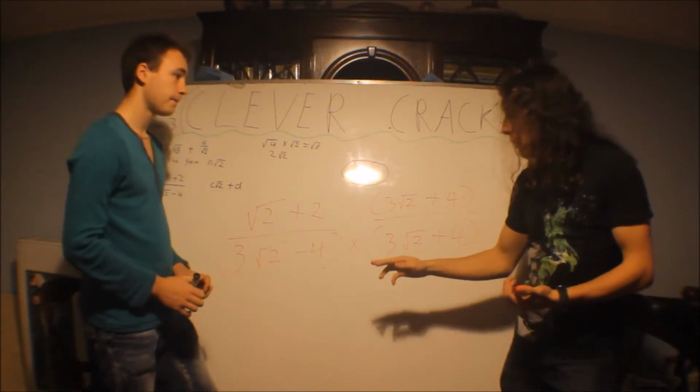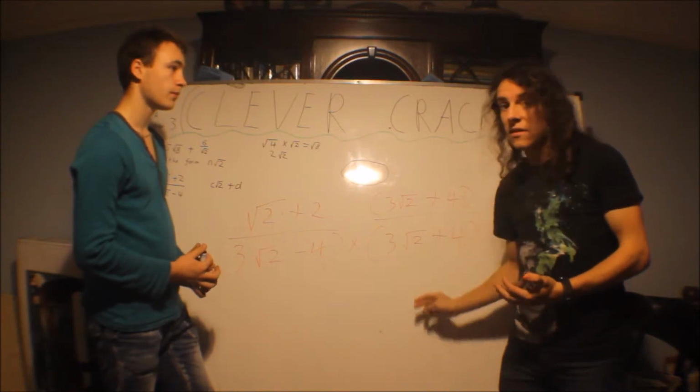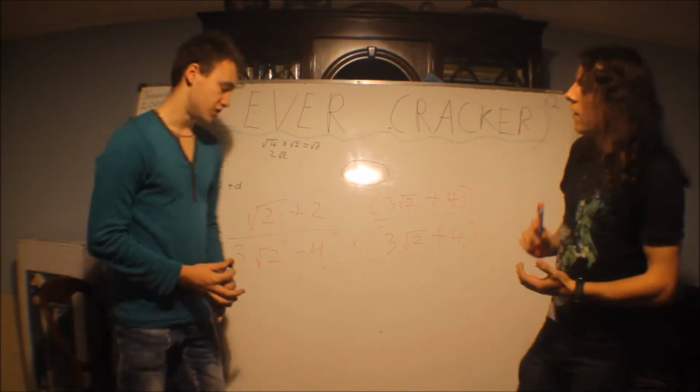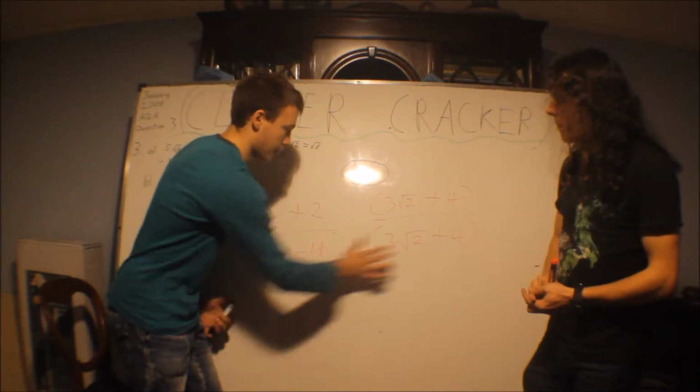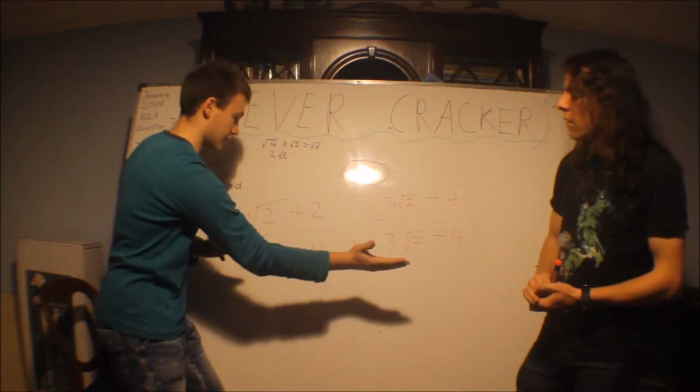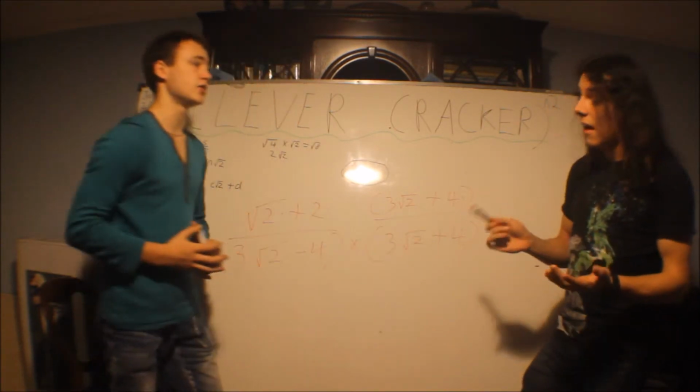If you're good at expanding brackets, you'll notice there'll be a difference of 2 squares here, and that's why you do it. So rather than timesing that by that and then that by that, you can just ignore the middle steps and times first by first and last times last. And that's all you need to do.